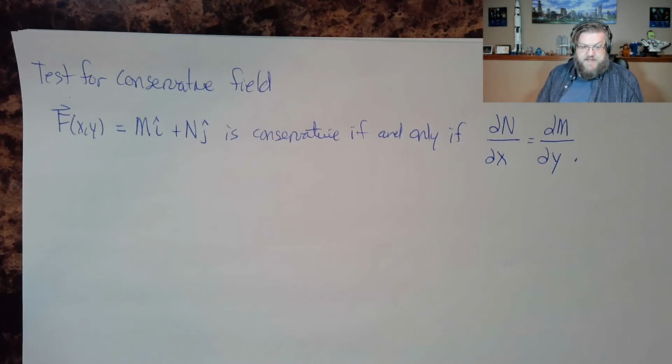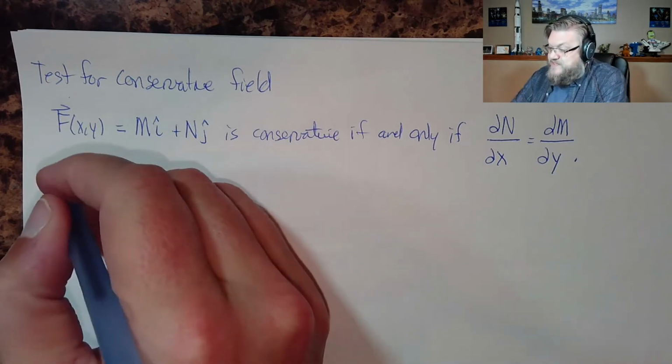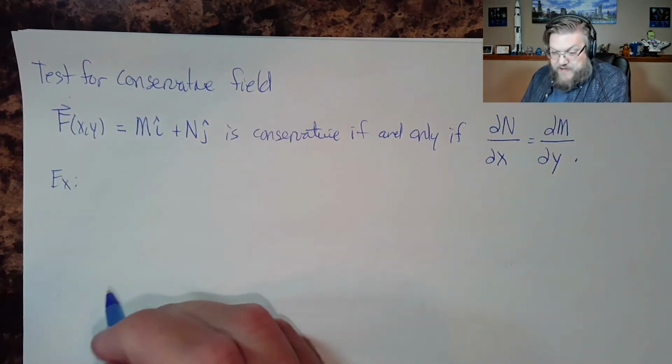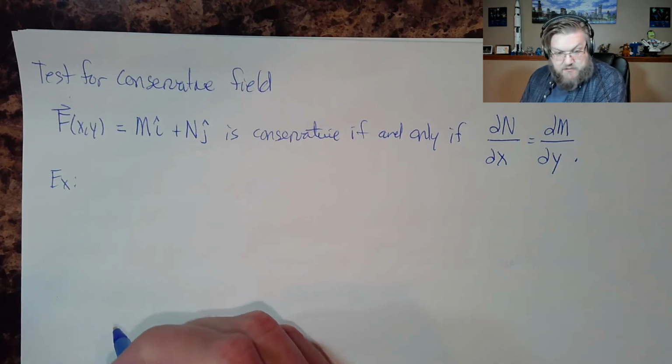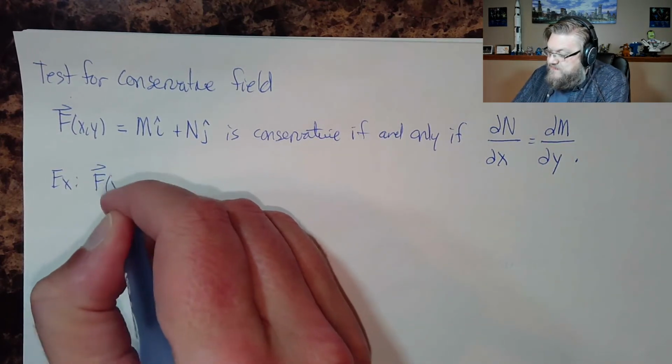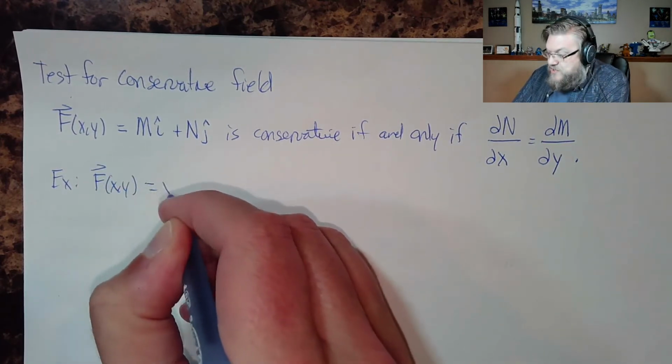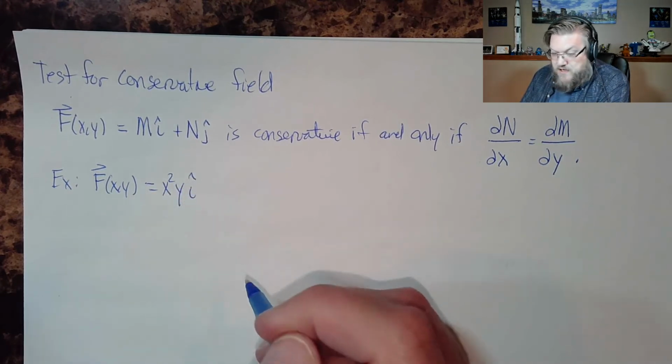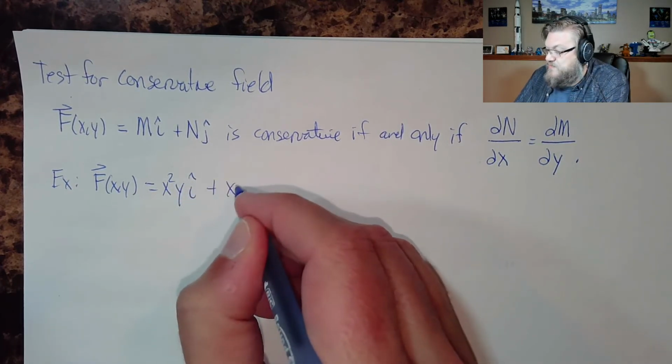Okay, so let's go ahead. What I could do now is a couple of examples here. We now have a nice new way of determining whether fields are conservative or not. So let's ask the question of this field. Is this a conservative vector field? x squared y i plus x y j.